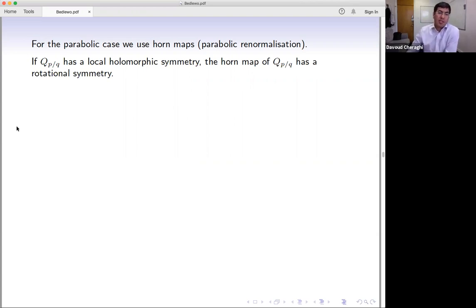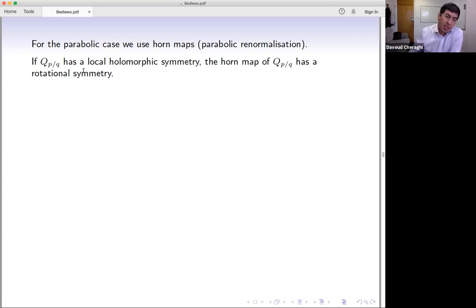It goes along the same principle, but what we show is slightly different, though in the same spirit. It says that if Q sub P over Q, the quadratic map with a parabolic fixed point of combinatorial type P over Q, has a holomorphic symmetry, then the Horn map or the renormalization of the map must have a rotational symmetry. So the symmetry improves under one renormalization.